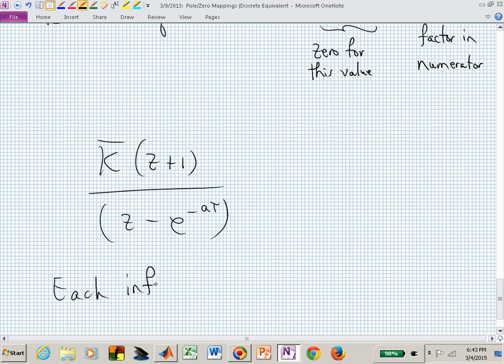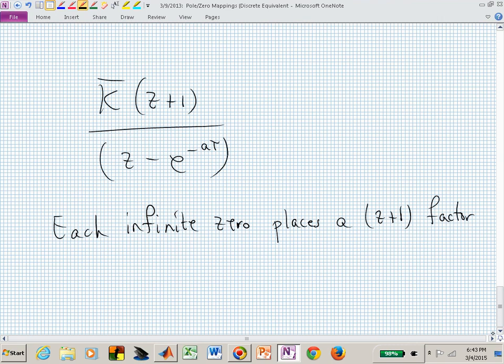Meaning each infinite 0, if you had 2 zeros at infinity, you would put z plus 1 quantity squared in the numerator. Each infinite 0 places a z plus 1 factor in the numerator of capital H of z.